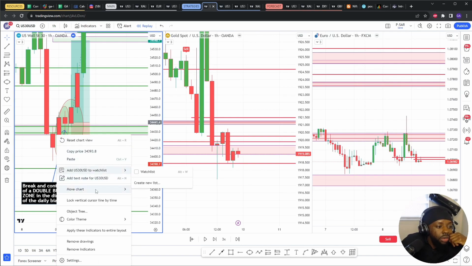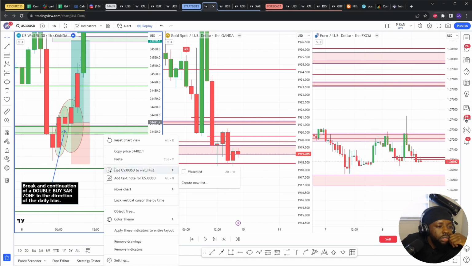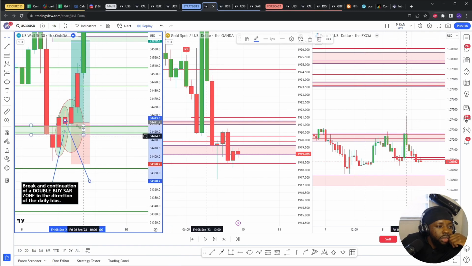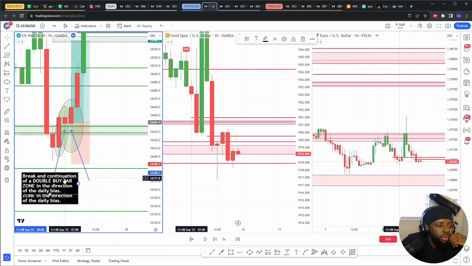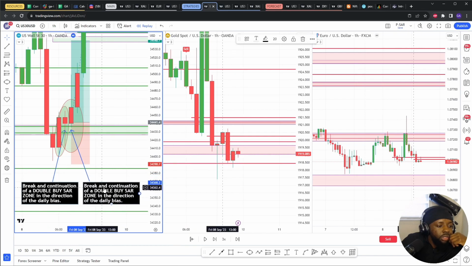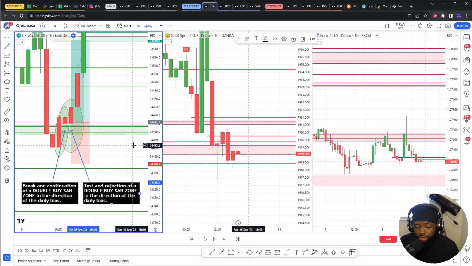I'm trying to do this, then copy here. Okay, so this would be a test and rejection of a double buy SAR zone in the direction of bias, right?